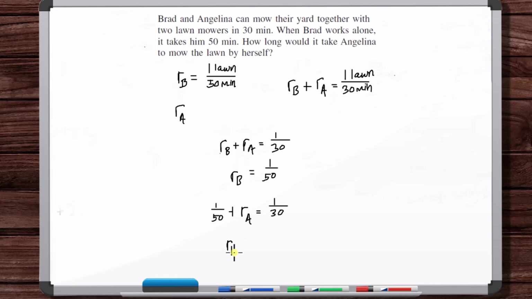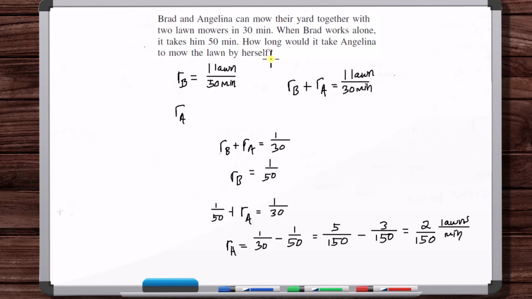Subtract 1 over 50 on both sides. Okay. And we've got what? So the least common denominator would be 150. 30 times 5 is 150. 50 times 3 is 150. So, okay, that's Angelina's rate. So what is this? It's 2 lawns in 150 minutes.